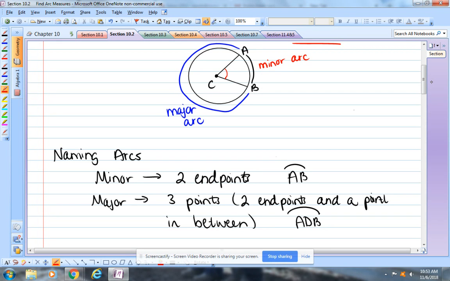If you're doing a major arc, that's how you know by the name that it's a major arc: you see 3 letters, the 2 outside points at the edges of the arc and 1 in between. So for this first example up here, you might have a point D hanging out there somewhere in between. The 2 on the end are the endpoints. So minor arcs need 2 points, major arcs need 3, and you put this little arc symbol above it, a curved line, kind of like an upside down parenthesis. All right, that's how you name an arc.